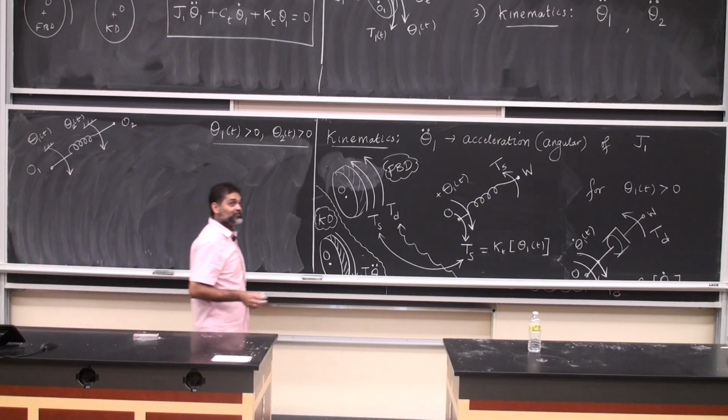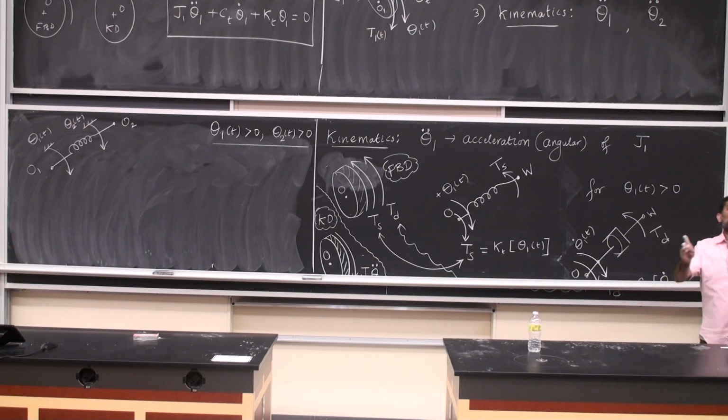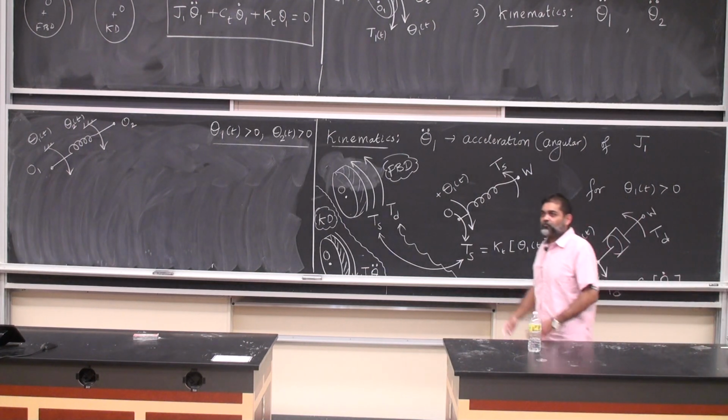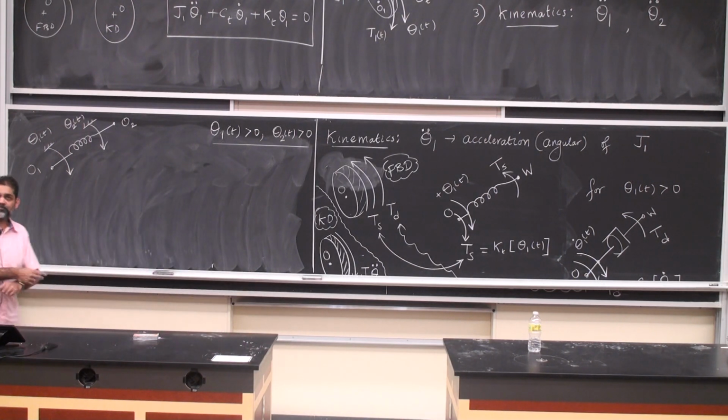Now watch this carefully. Choose any one end of the spring. Okay, if you like O1, go for O1. If you like O2, go for O2. Does not matter. Okay, I'm going to look at O1. All right. Now, θ1 of t and θ2 of t are in the same sense. Do you all agree with me? Right? They are both clockwise.